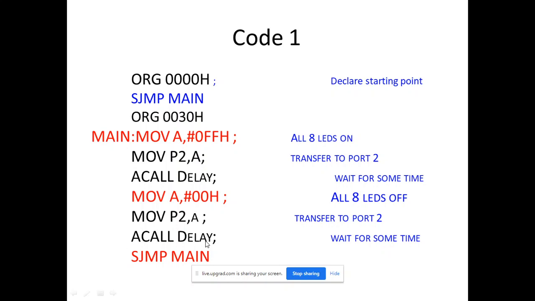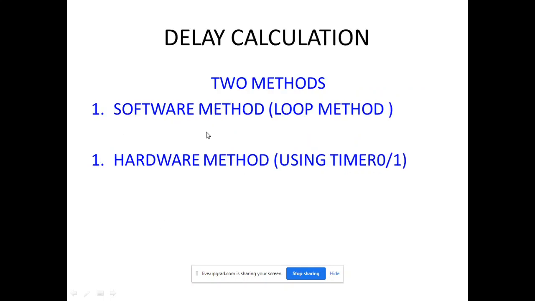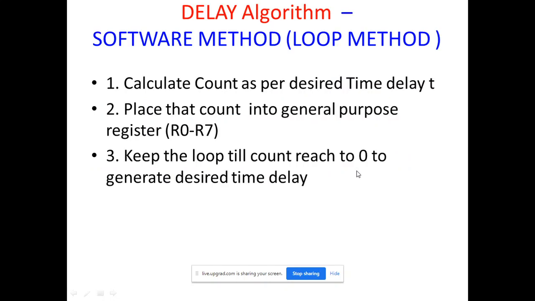As per the delay, then SJMP main, means again you remain in the loop, on and off like that. Now we know that delay calculation is done in two ways. One is a software method and the second one is a hardware method. The software method is nothing but the loop method, and the hardware method means using a timer. We know that in 8051 there are two timers, timer 0 and timer 1.